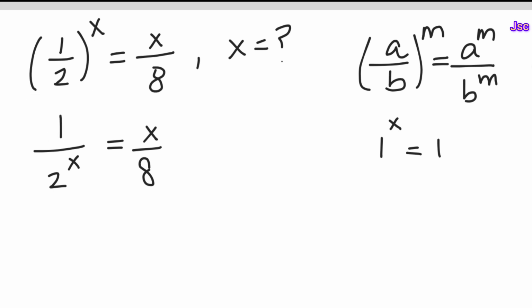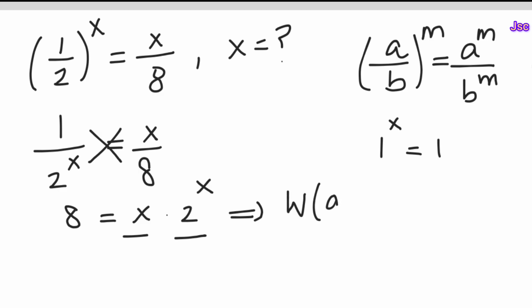Now we have 1 over 2^x, that is equal to x over 8. Now do the cross multiplication. Then you will get 1 times 8 is 8, that is equal to x times 2^x. Now observe here x times something raised to the power of x. So it is in the form of the Lambert W function, a times e^a. If we have it in this form, we can simply write this as a.